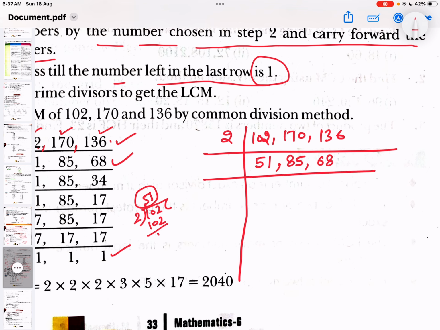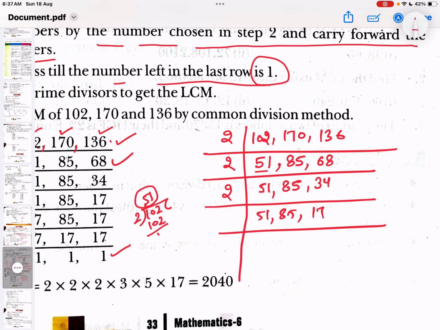Okay. Further, here you can divide by 2. So 51 is not divisible, so you write down 51 as it is. 85 is not divisible, write down 85 as it is. Here the value 68 can be divided, 34 you have to write. Now go with the 51, 85, 17. Now take the value which can divide 51, 85, 17. At least one value can be divisible. So I will go with the 17.